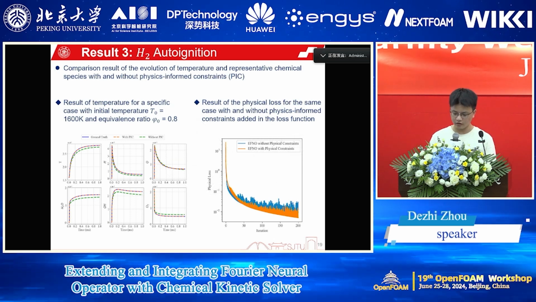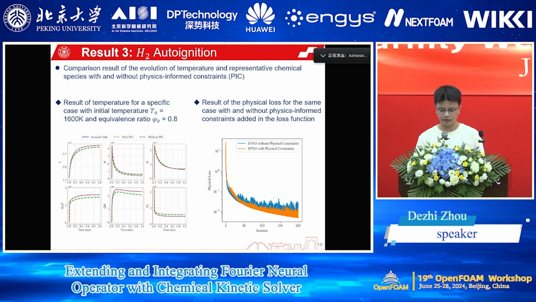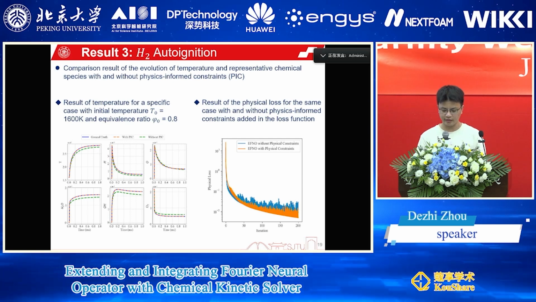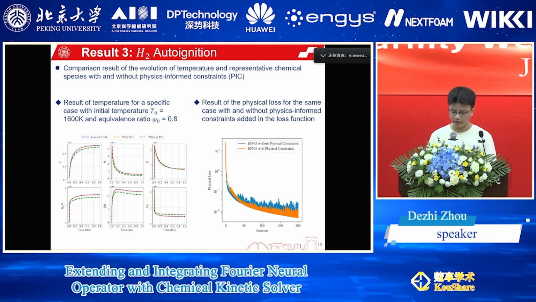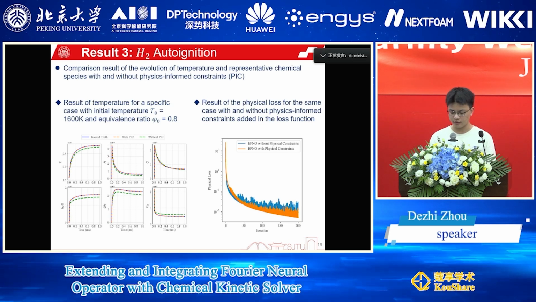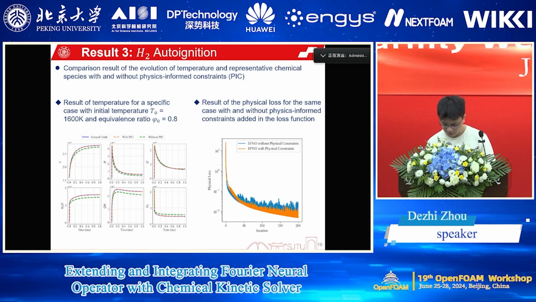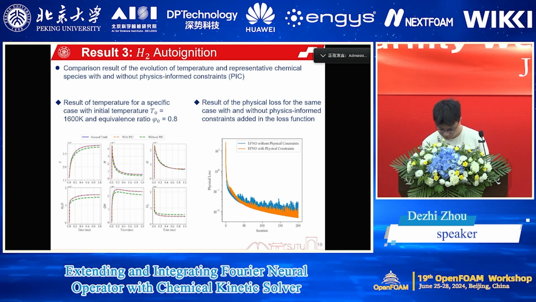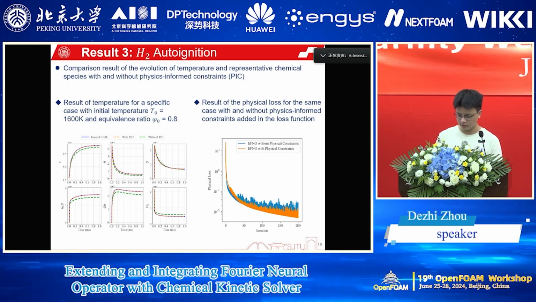And in the next figure, we can see the result of the physical loss for the same case with and without physics-informed constraints added in the loss function. We can see that when we don't add the physics constraint into the loss function, our model shows a higher loss value than the one with physical constraints.